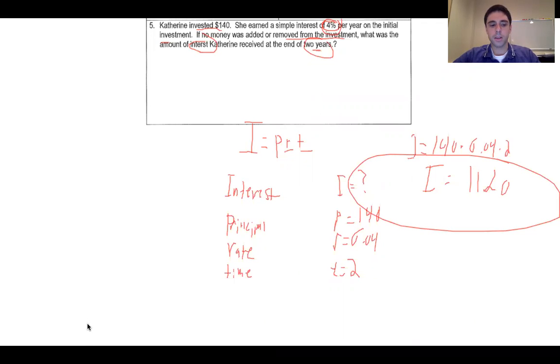Our interest is $11.20. Who can put that into a sentence for me? Who can put my answer into a sentence for me? What do we think here?